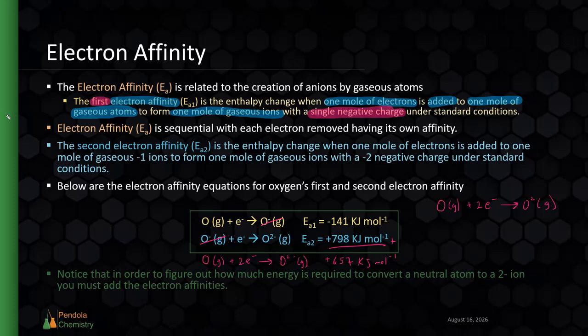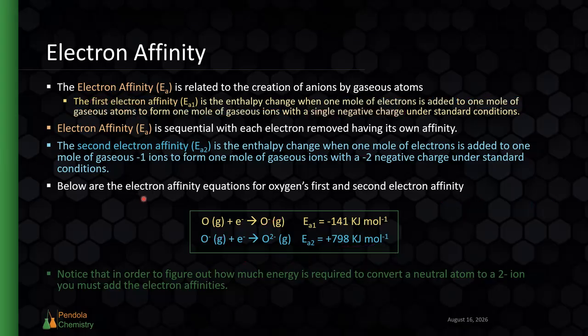The second electron affinity does not mean the amount of energy needed to remove 2 electrons. It's just the amount of energy needed to add, not remove, to add the second electron. So if we wanted to know how much energy it takes to add 2 electrons, we have to add both of these electron affinities.